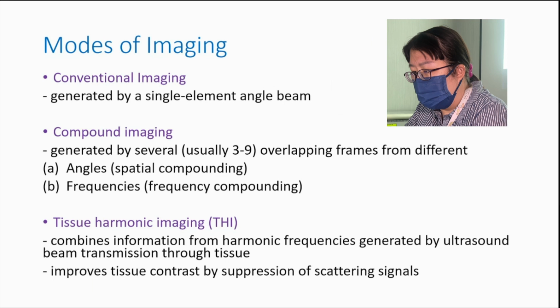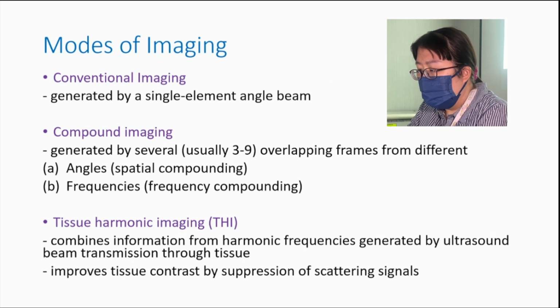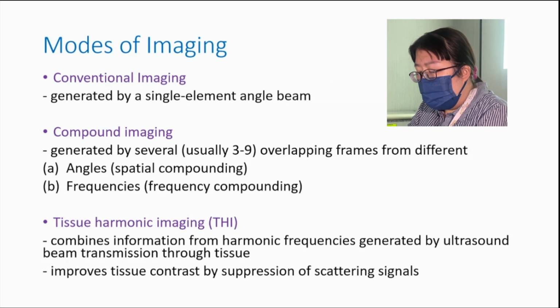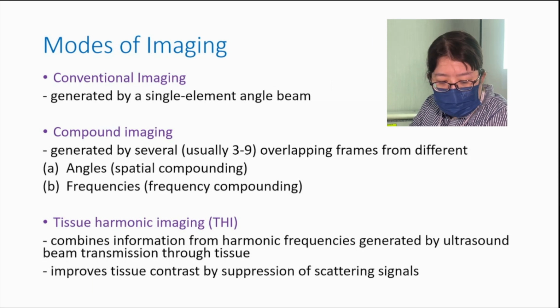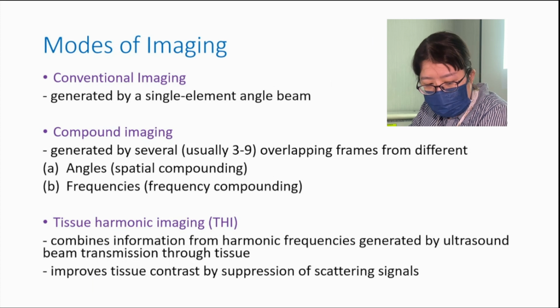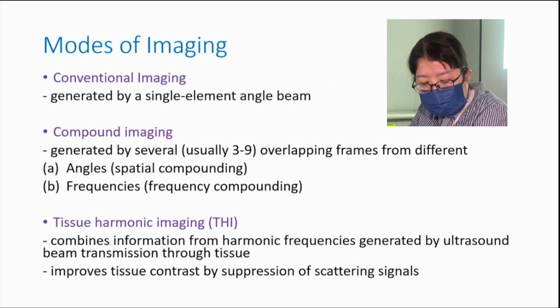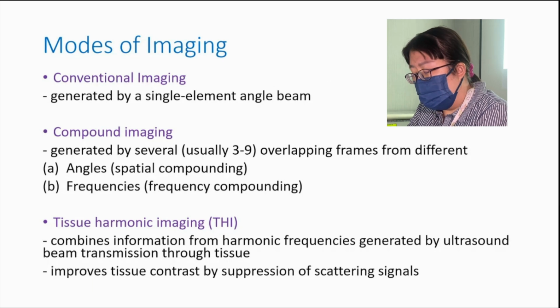Next, we have the tissue harmonic imaging, where it combines information from harmonic frequencies which are generated by the ultrasound beam as it transmits through the tissue. Tissue harmonic imaging will help to improve tissue contrast by suppressing the scattering signals. And nowadays, most of the ultrasound manufacturers often adopt THI as a default mode, as it has been shown to have better resolution images, improve tissue penetration, and enhance margin compared to the conventional sonography techniques.